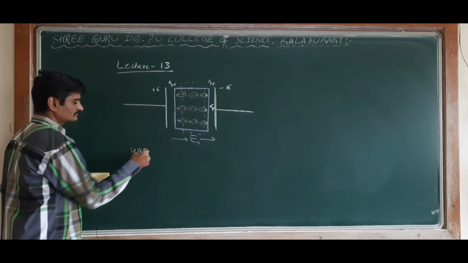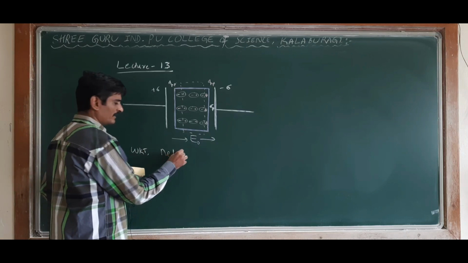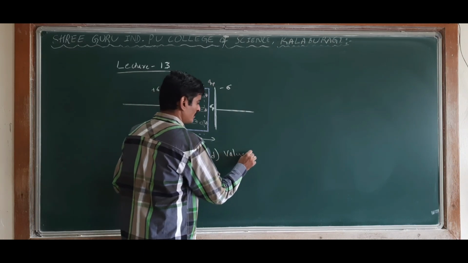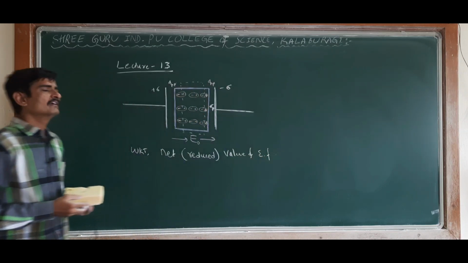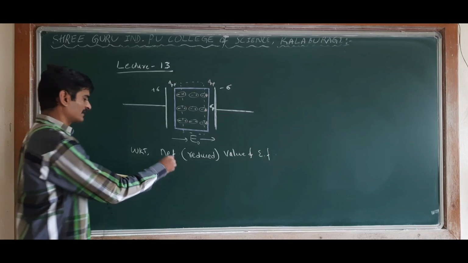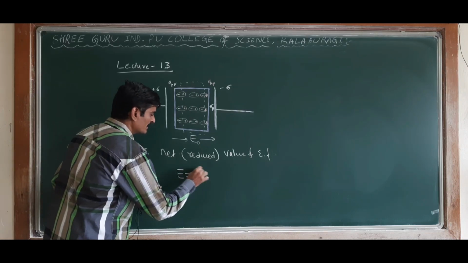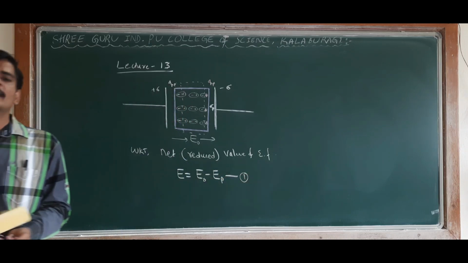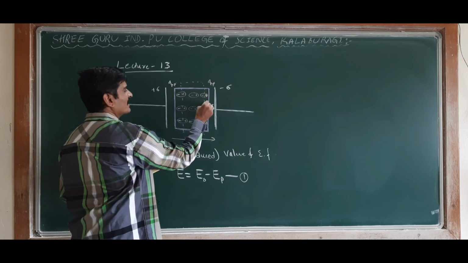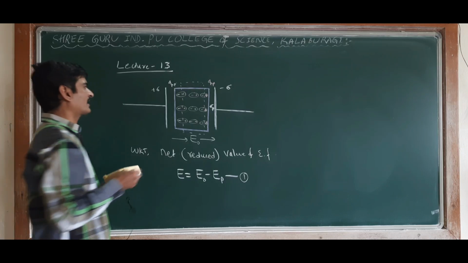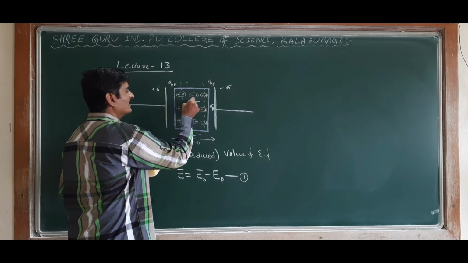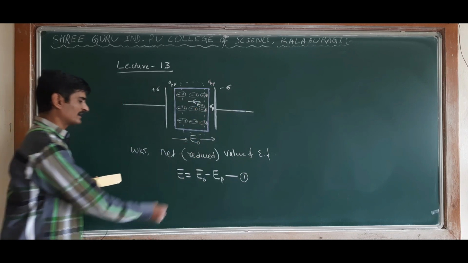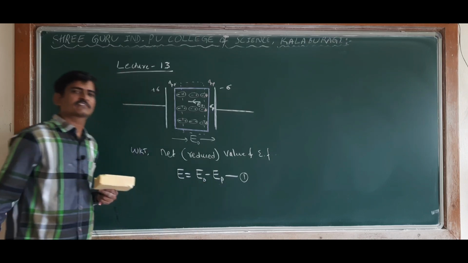And we know that the net, or reduced, value of the electric field inside the dielectric is given by E is equal to E naught minus EP, where EP is the induced electric field. Due to the induced charges, an induced electric field is developed inside the dielectric, in a direction opposite to the direction of the applied electric field. Therefore the net value of the electric field inside the dielectric is E equals E naught minus EP.